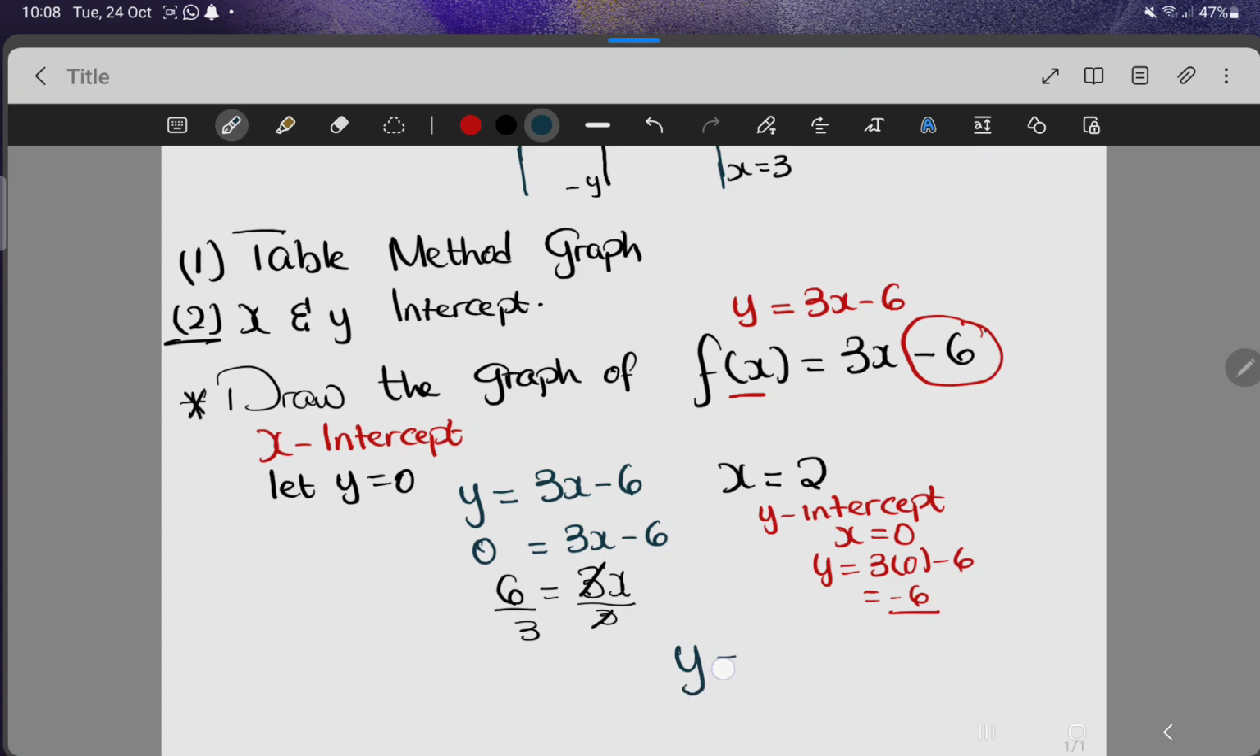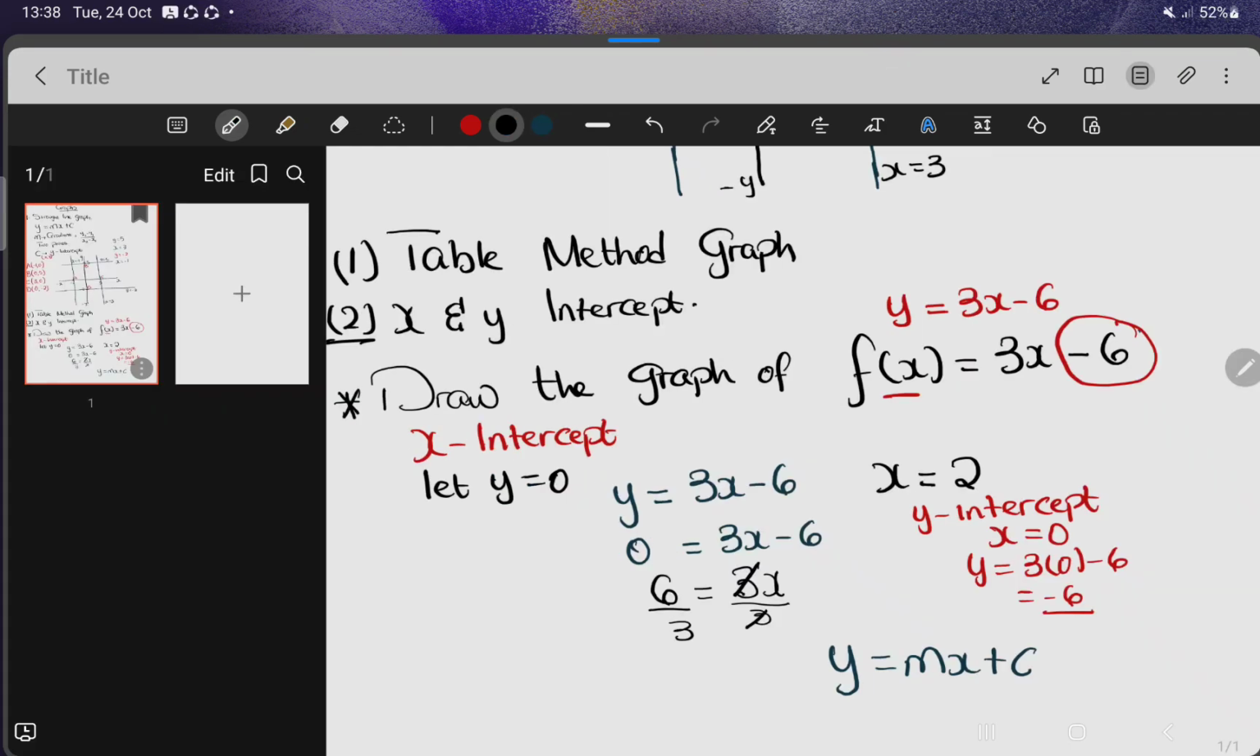However, make sure that your formula is always in standard form. It must always be like this, y equal to mx plus c. You have to make sure of that. So now I'm going to explain something very, very important, or rather I'm just going to draw the graph.